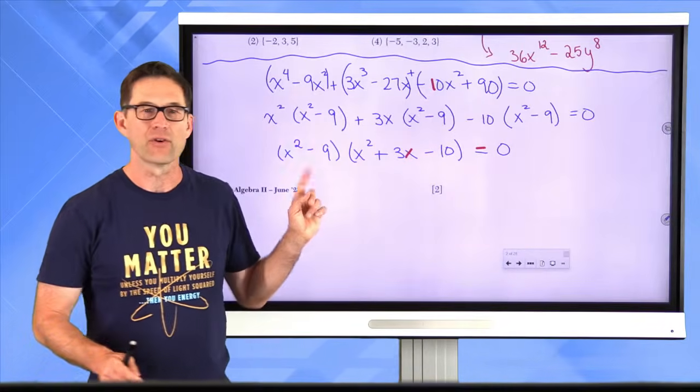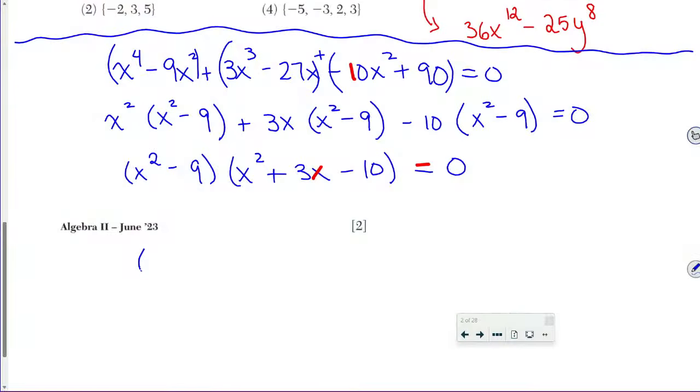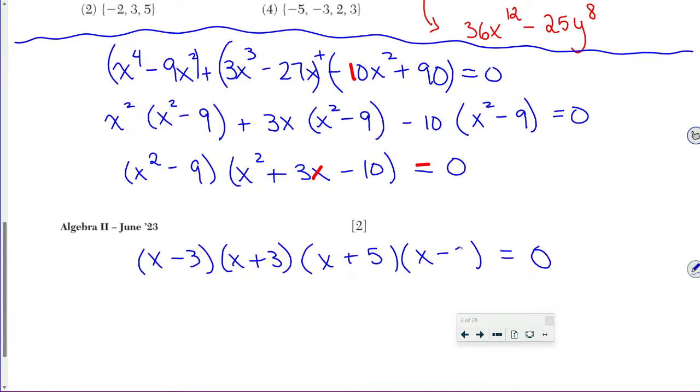But the cool thing is now I can go back to Algebra 1. I know how to factor x squared minus 9. X squared minus 9 is x minus 3 times x plus 3. I also know how to factor x squared plus 3x minus 10. That's going to be x plus 5 times x minus 2.